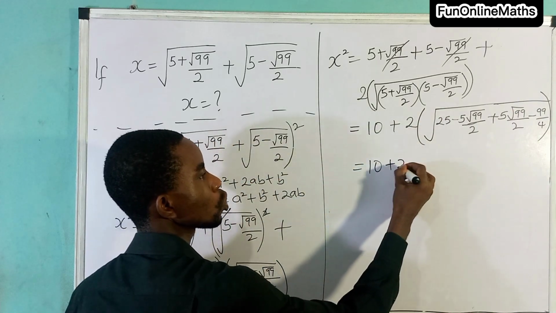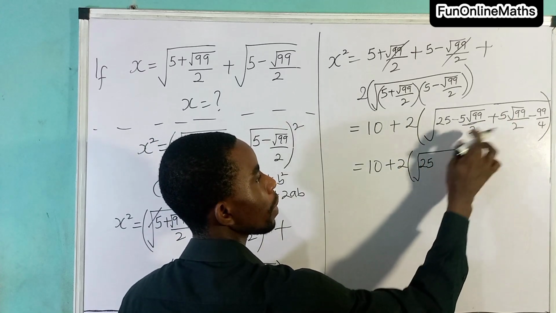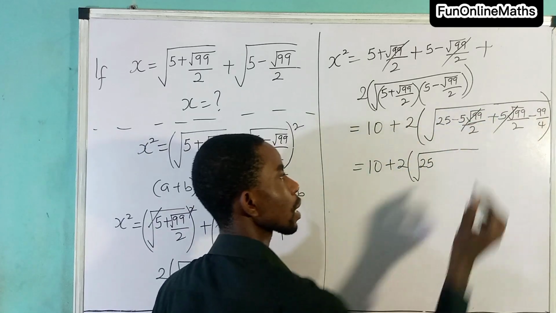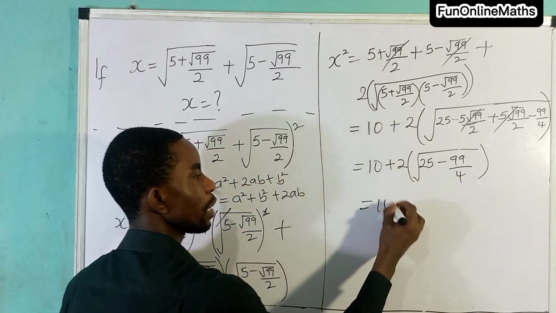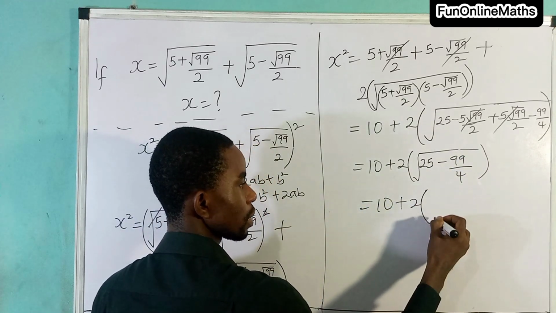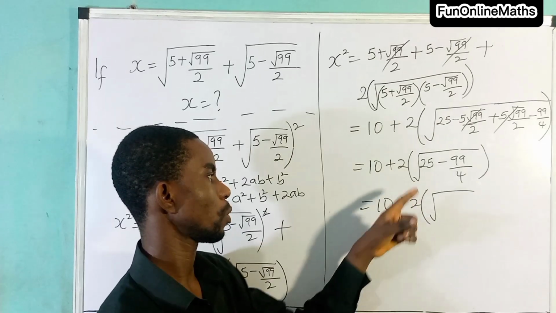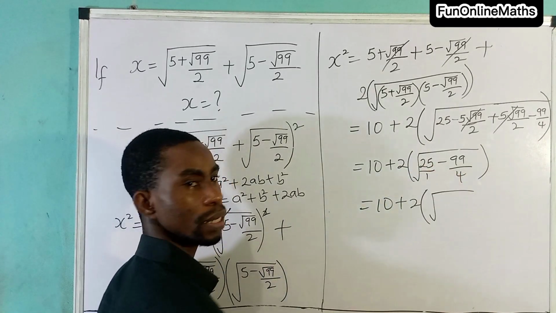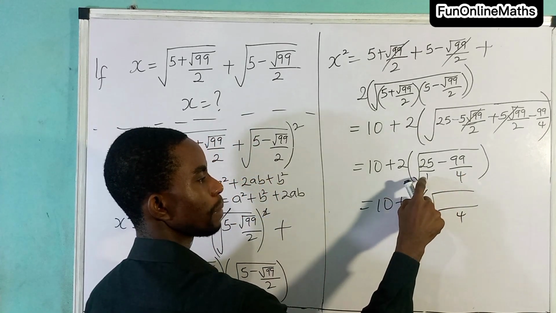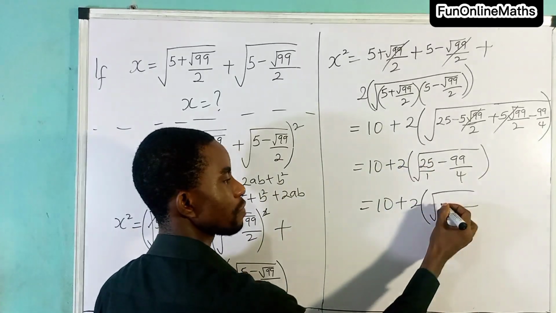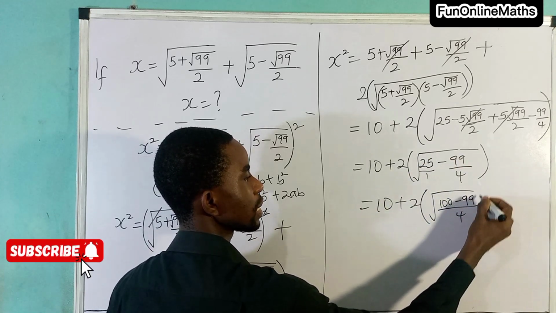So we have 10 plus 2 into the square root of 25 minus here plus here for the same thing cancels each other, minus 99 over 4. 10 plus 2 square root of. Now we can use LCM here. The lowest common multiple is 4 because the denominator here is 1. So 4 is the lowest common multiple. 4 divided by 1 is 4. 4 times 25 is 100. 100 minus, 4 divided by itself is 1, 1 times 99 is 99.